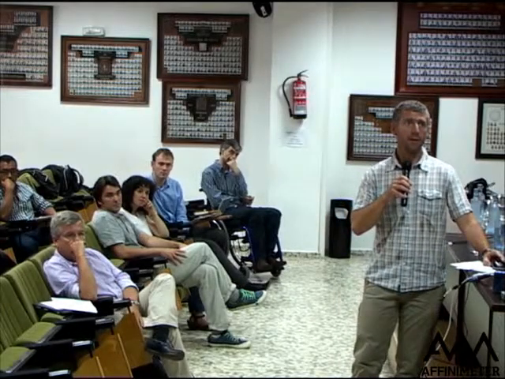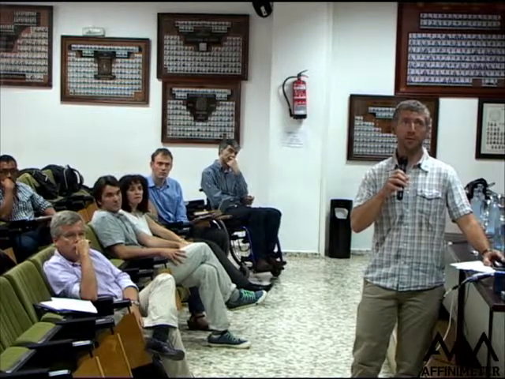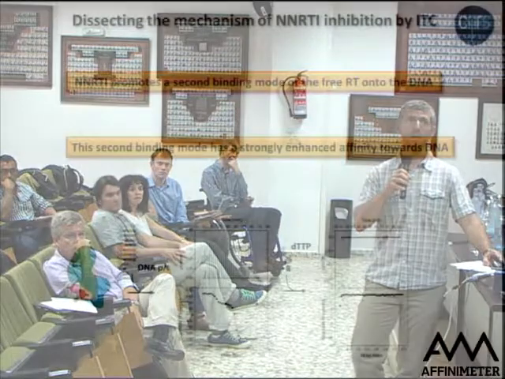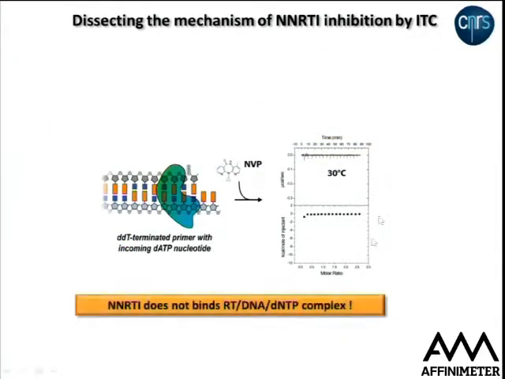So with this, we have shown that the presence of the inhibitor promotes a second binding mode of the free RT onto the DNA, and that this second binding mode has a strongly enhanced affinity towards DNA. And finally, we investigated the binding of the inhibitor to a ternary complex made with protein, DNA, and the incoming nucleotide that is bound. And in this case, we could show that the inhibitor cannot bind this ternary complex.